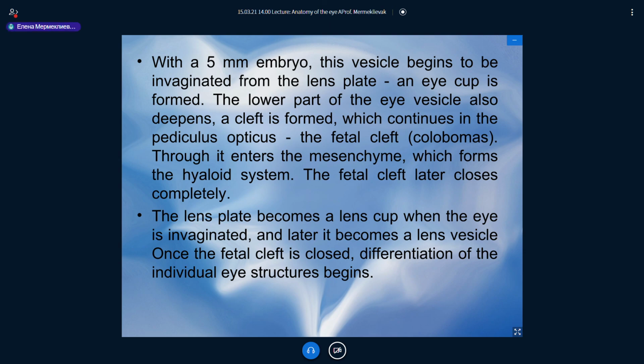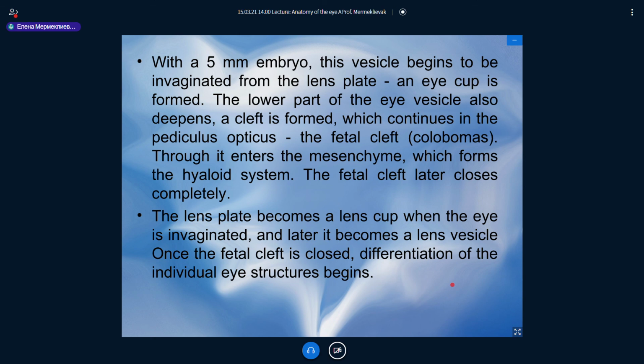When we have a 5 millimeter embryo, this vesicle begins to be invaginated from the lens plate. An eye cup is formed. The lower part of the eye vesicle also deepens. A cleft is formed, which continues in the pedunculus opticus. This is the fetal cleft. Through it enters the mesenchyme, which forms the choroid system. The fetal cleft later closes completely. If this does not happen, colobomas can occur.